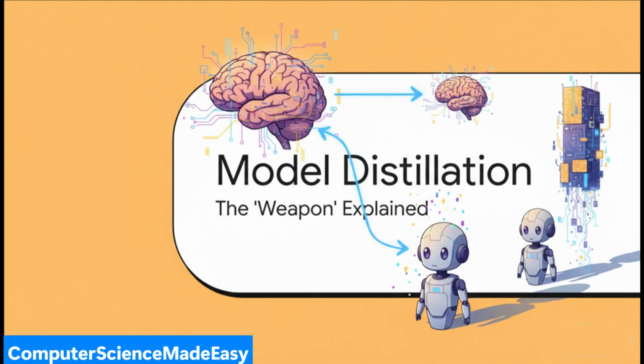Today we're diving into something super interesting that's happening behind the scenes in the AI world. It's a powerful shortcut called model distillation. Now, it's making AI way cheaper and faster for everyone, but, and this is a big but, it comes with some pretty serious risks that we need to talk about.